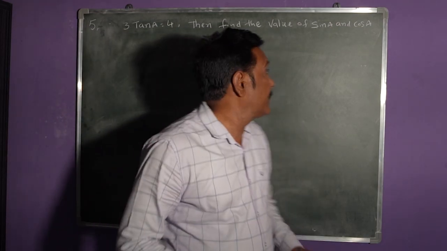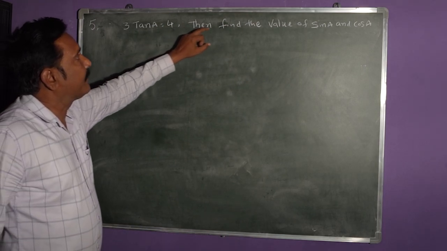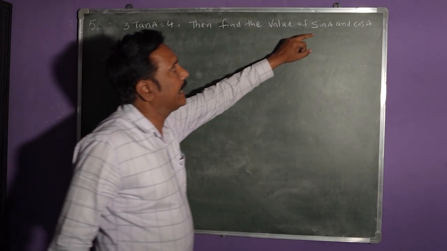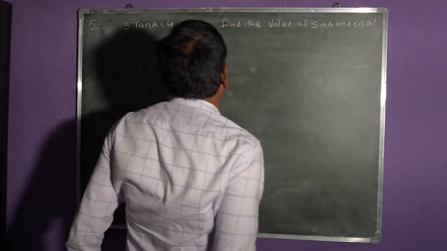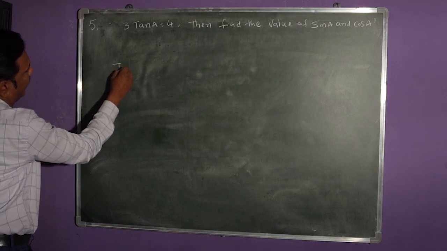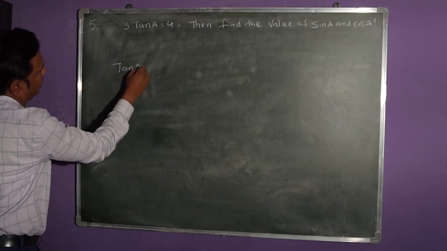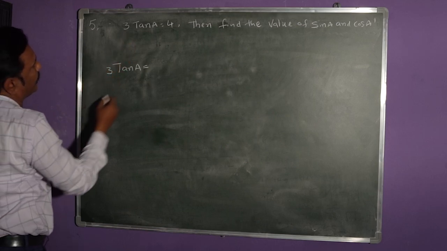Okay, the problem is 3 tan A equal to 4. Then find the value of sin A and cos A. This is given. 3 tan A is equal to 4.